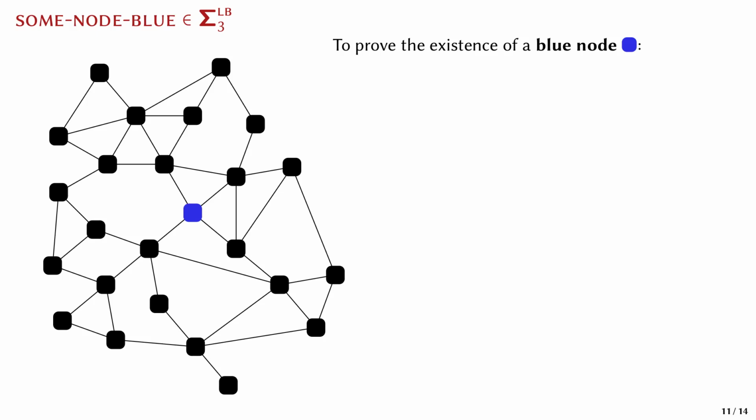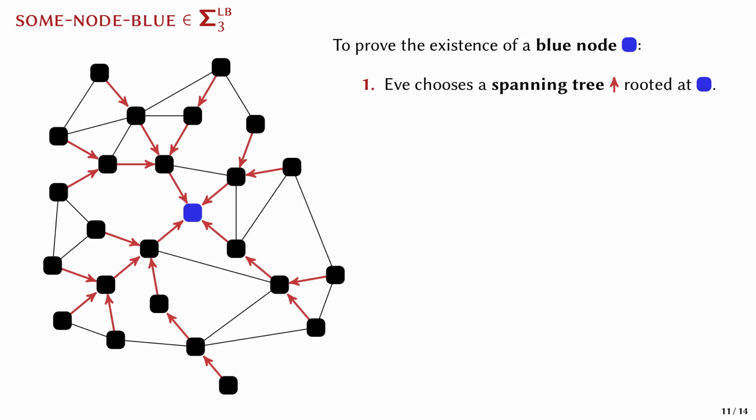This is a basic property, but notice that it's not purely local, because nodes that are far away from a blue node cannot locally decide if the graph satisfies the property. So we need some help, and it seems like Eve could do something for us. Using her certificates, she could provide the nodes with a spanning tree where the root is a blue node. But the problem is, how can the nodes be sure that she's not lying? I mean, how can they know that they are really pointing towards a blue node?